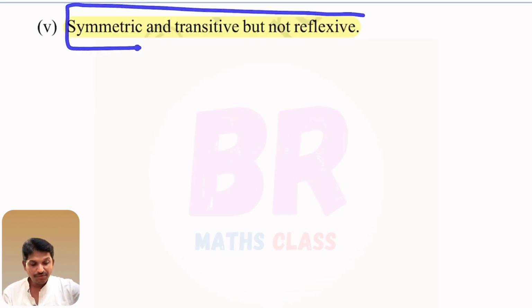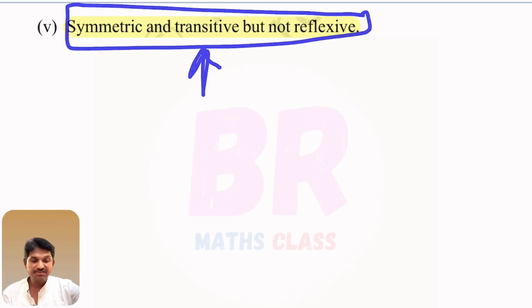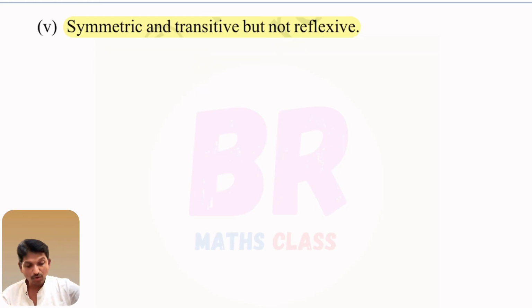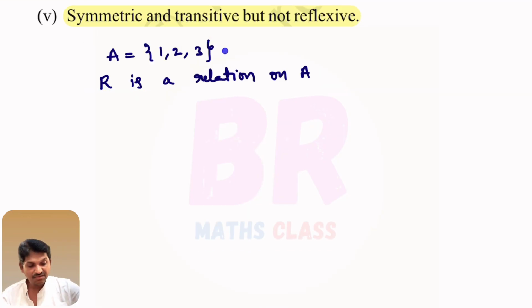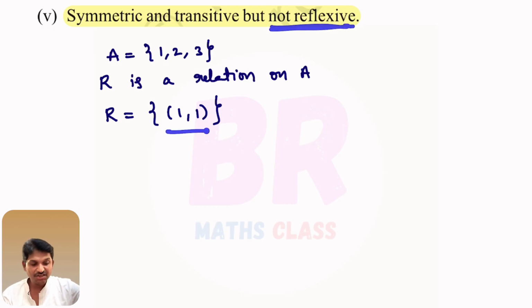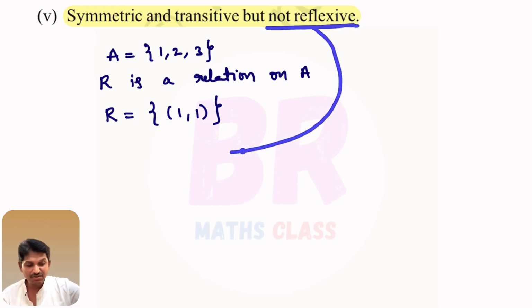Give an example of a relation which is symmetric and transitive but not reflexive. You observe here, I have taken set A and R is a relation on A. I'll take a relation like this, ordered pair 1 comma 1. That's it. Is this relation reflexive? See, 2 is there in set A, but 2 comma 2 does not belong to this relation. So this relation is not reflexive. We want an example which is not reflexive.